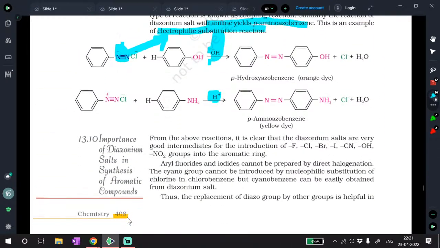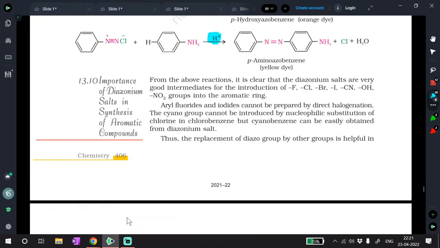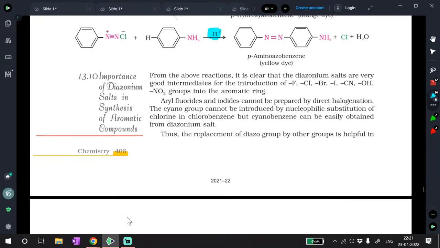So from the above reaction, it is clear that the diazonium salts are very good intermediates for the introduction of chlorine, bromine, iodine, as we have seen everything. Fluorides and iodides cannot be prepared by direct halogenation. We absolutely know this. So the cyano group cannot be introduced by nucleophilic substitution of chlorine in chlorobenzene.